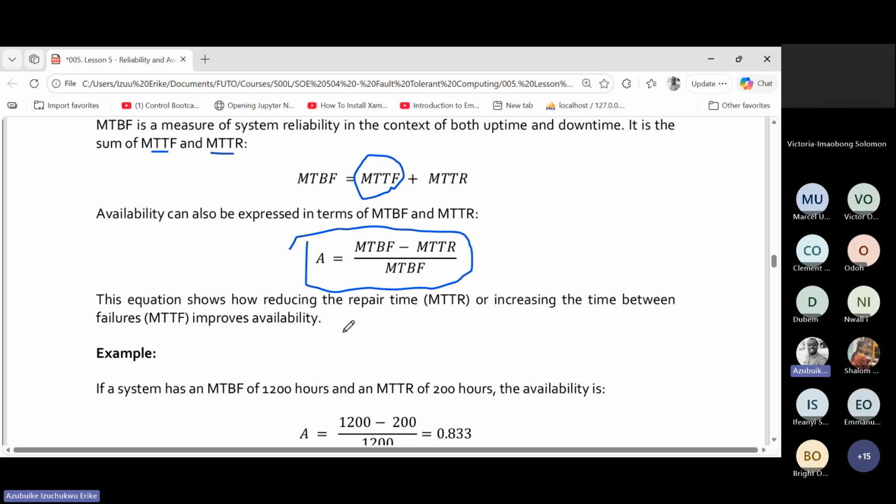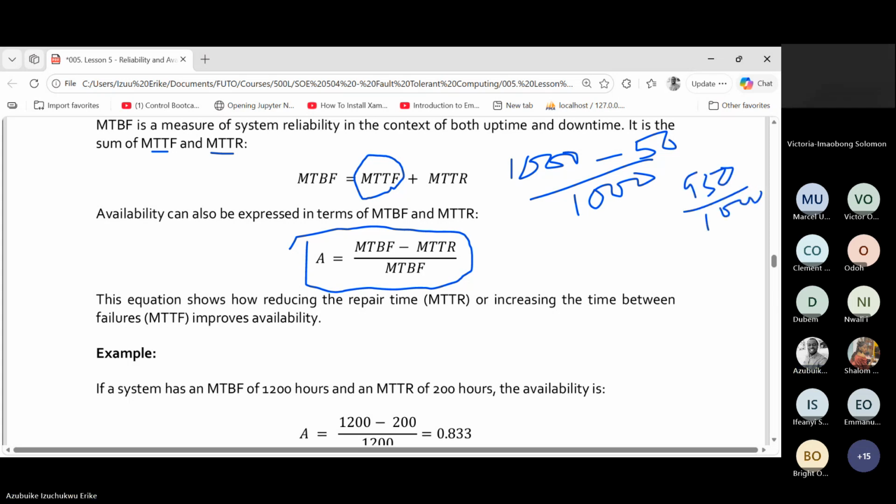If we say that the time it takes, like what I said, that the other one is 1,000 hours, but the repair period is going to be 50 hours. All right. So if you now divide it by 1,000, what you are going to get is 950 divided by 1,000, which is going to be 95%, right? This is it for that system.